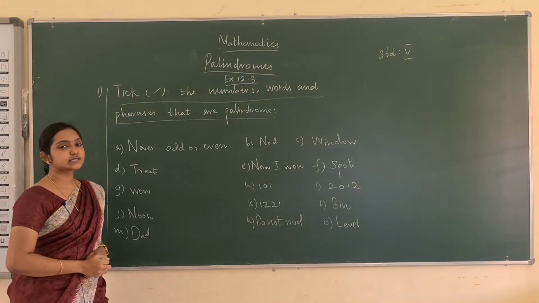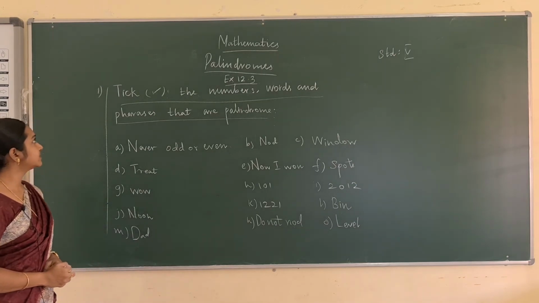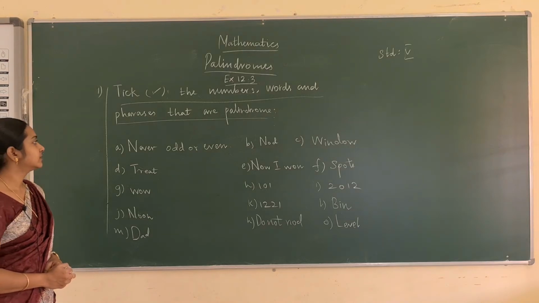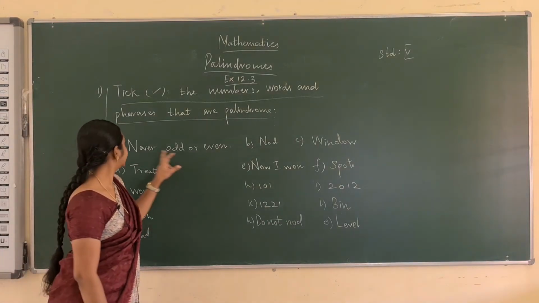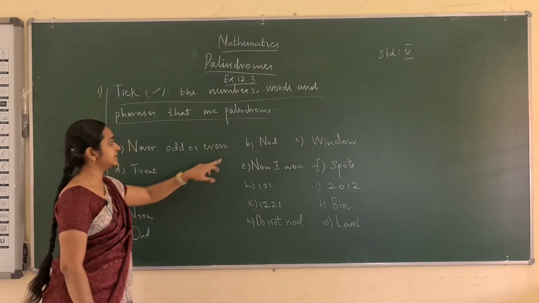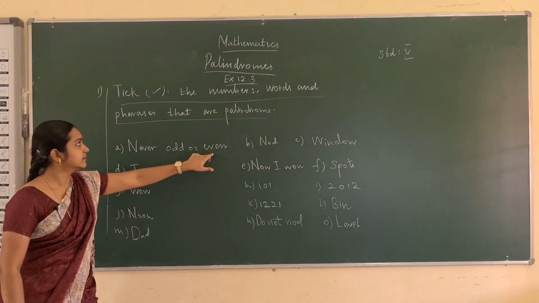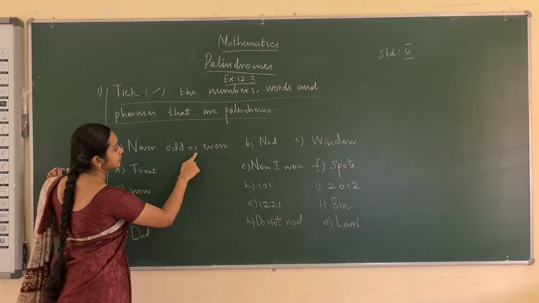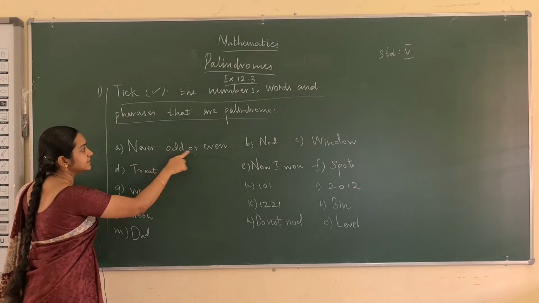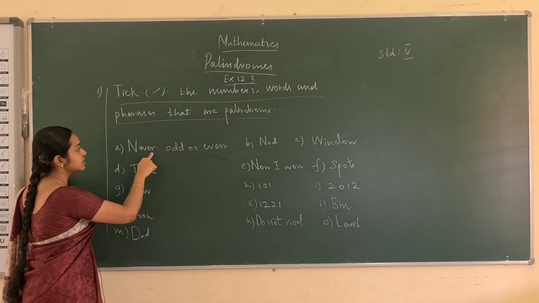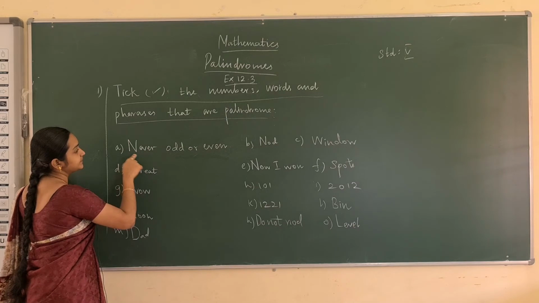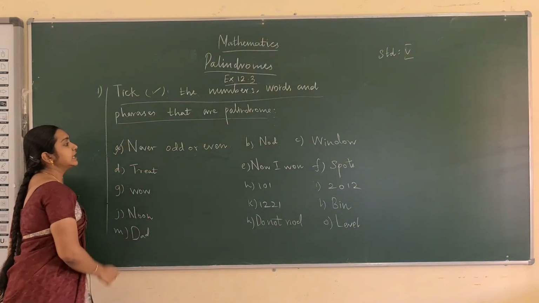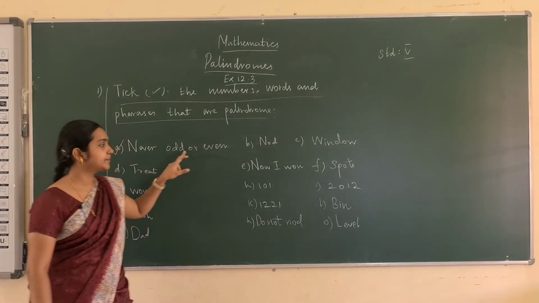Now we are going to solve exercise 12.3. The first problem is: tick the numbers, words and phrases that are palindromes. The first phrase, never odd or even. Now read this phrase in reverse. N-E-V-E-R, never, O-D-D, odd, O-R, or, E-V-E-N, even. So even if we reverse, we are getting the same phrase. So never odd or even is a palindrome.